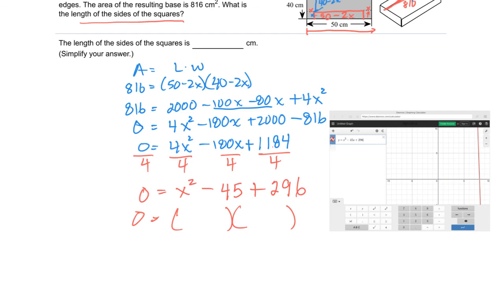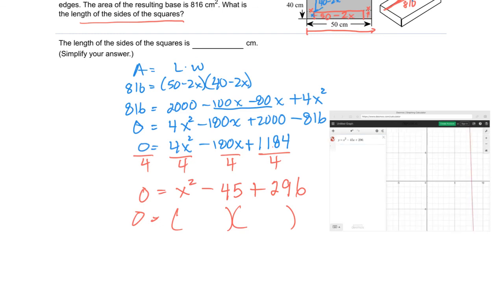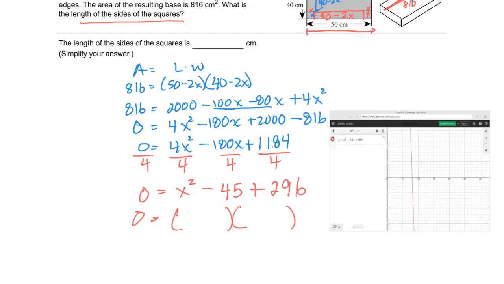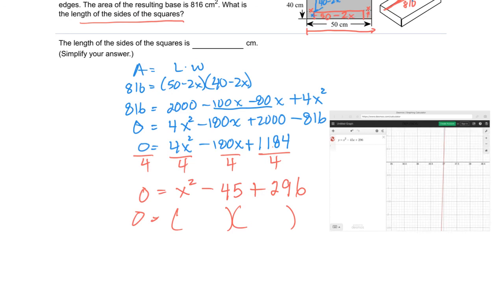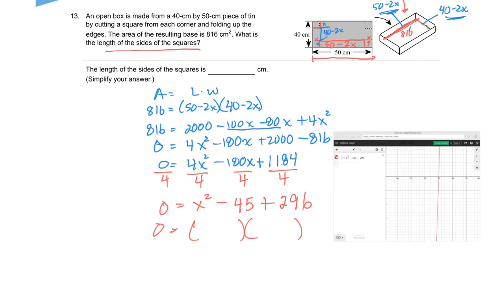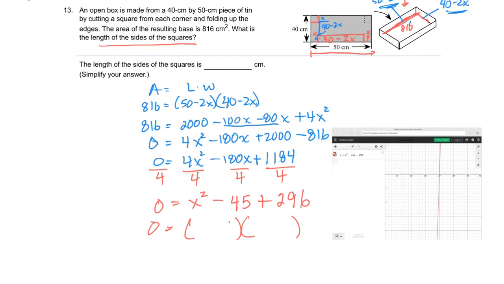Okay. So, if I move that over a little bit, it looks like it's going right through there, doesn't it? At 8, is that 8? Yeah, 8. What's the other number? Come on. 8 times 37? Yeah, 8 and 37. Okay. So I'm picking 8 and 37. So x minus 8, x minus 37.